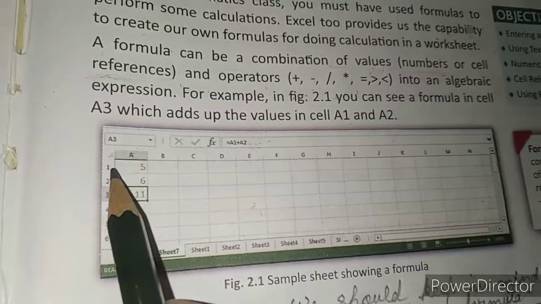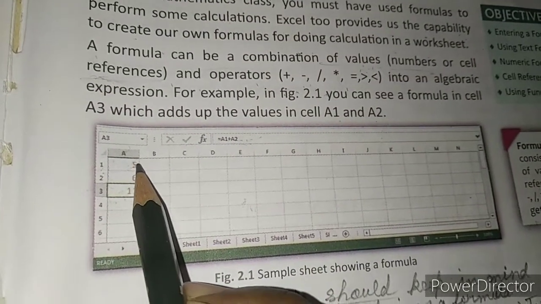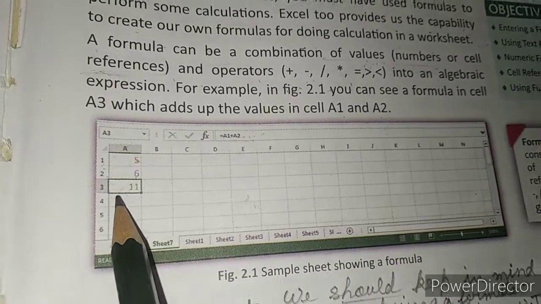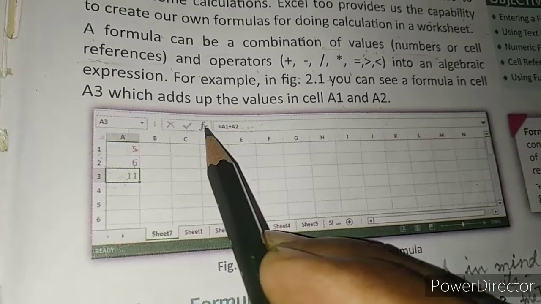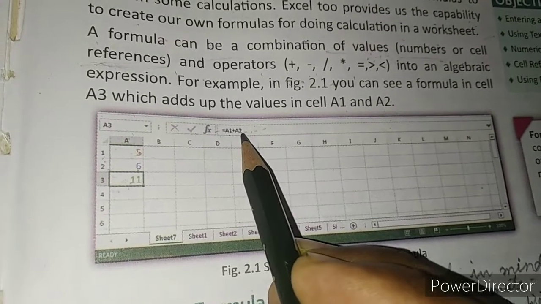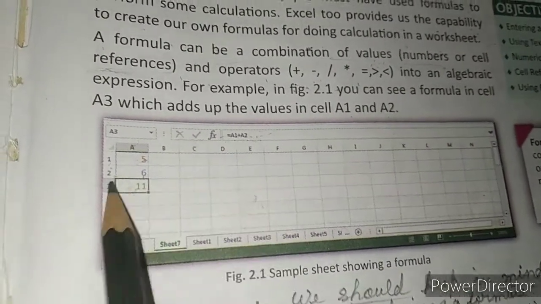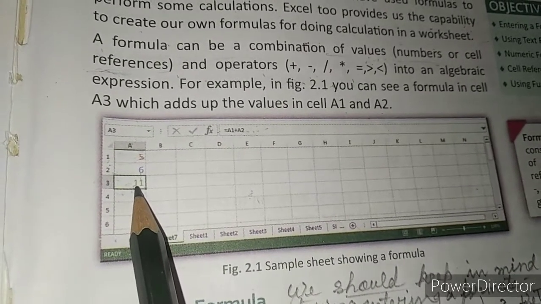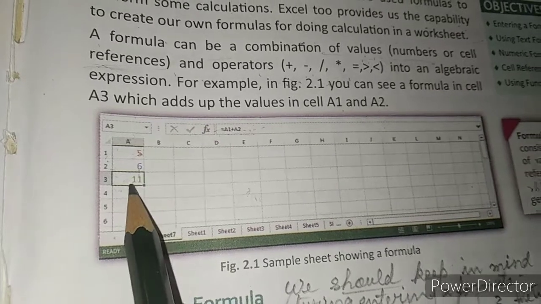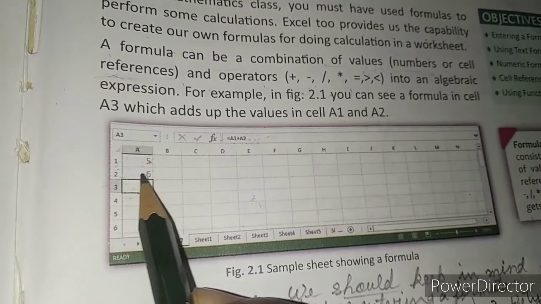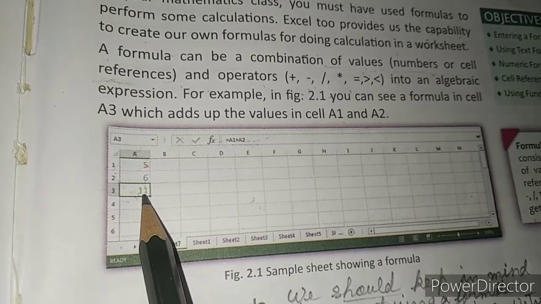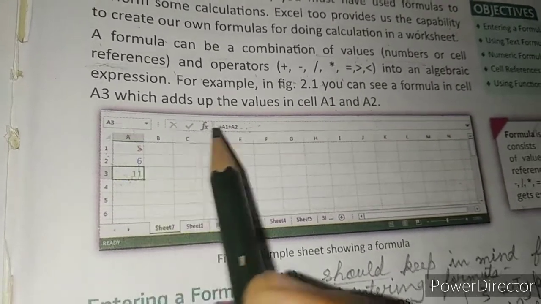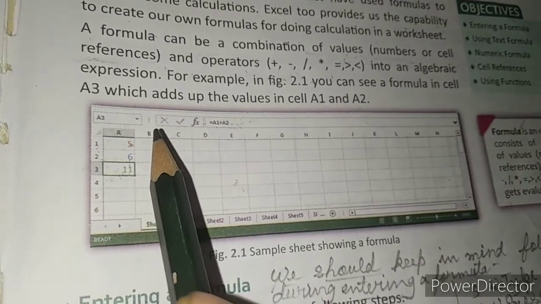You can see here in A1, 5 is there, and in A2, 6 is there. When we select the A3 cell and write the formula is equal to A1 plus A2, and click here, the sum of 5 and 6 is calculated in A3 automatically, right? When we change the values, the value of A3, meaning the answer, is automatically changed. So this is how the formula is used.